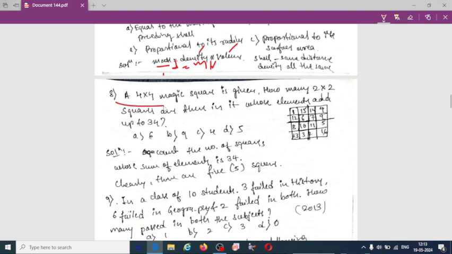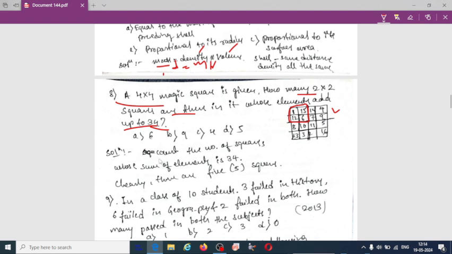So next question, a 4 cross 4 magic square is given. How many 2 cross 2 squares are there in it whose elements add up to 34? This is the 4 cross 4 magic square. So 2 cross 2 means this will become a 2 cross 2 square. If you add the numbers, you must get the value 34.